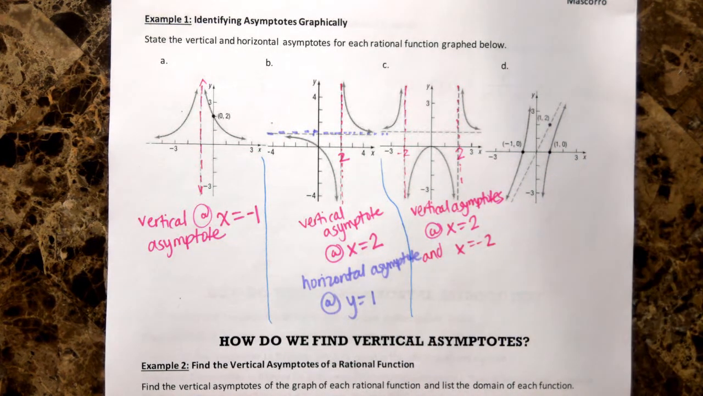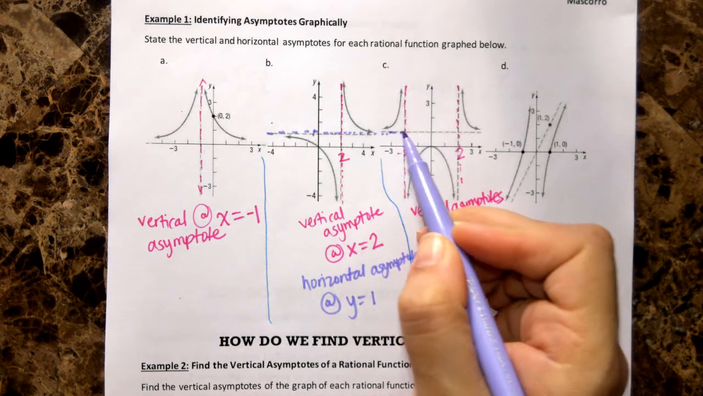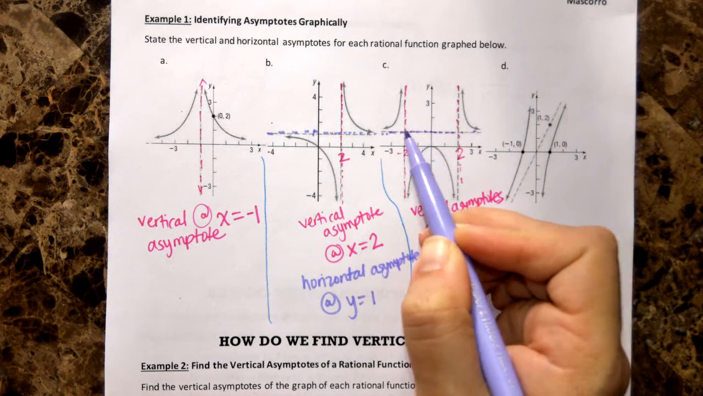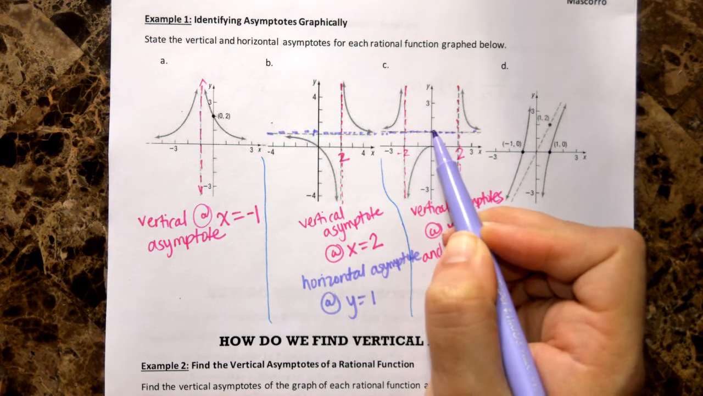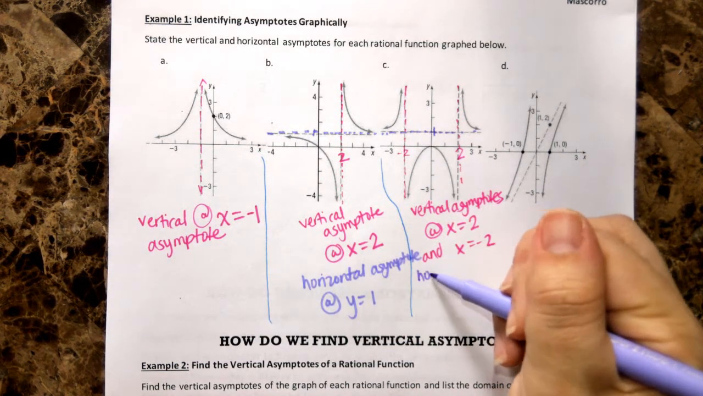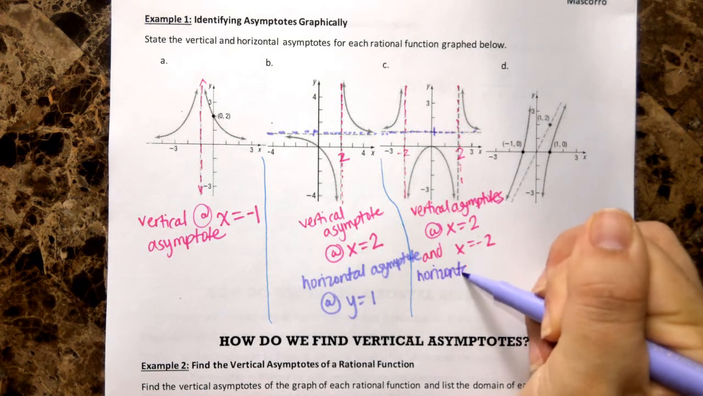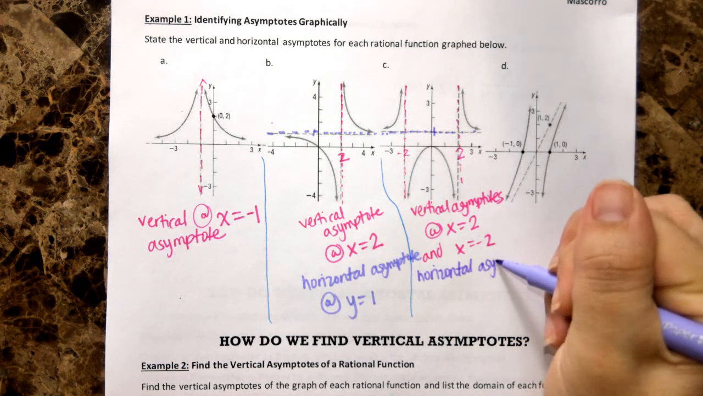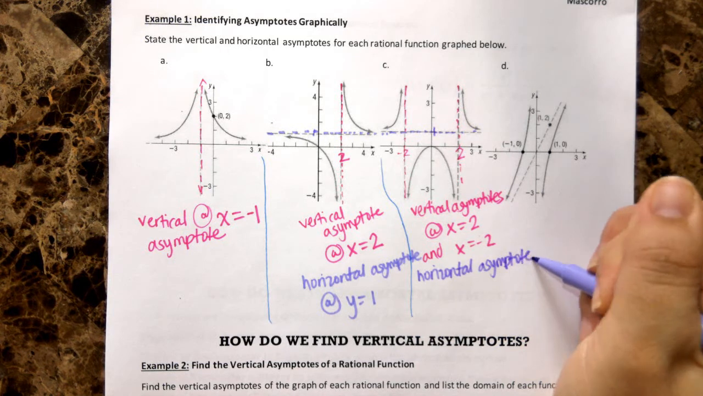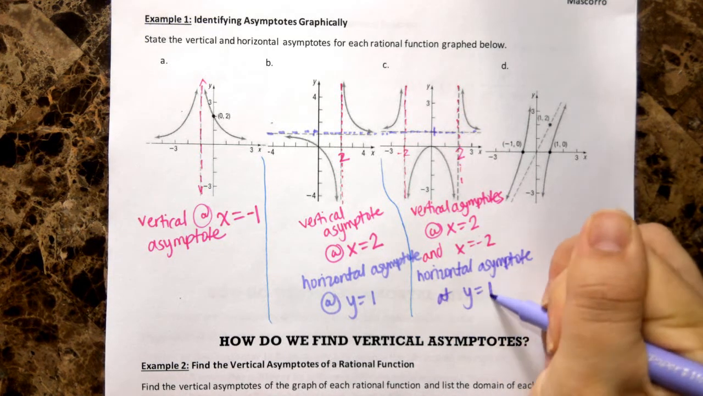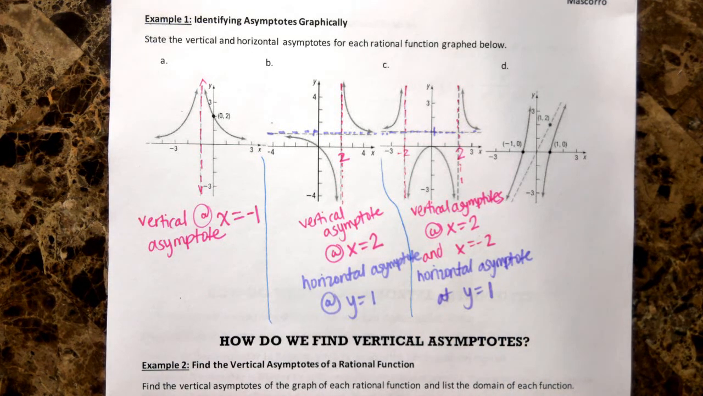And that's what you would write. This graph also has a horizontal asymptote right here, and that horizontal asymptote is at the y value 1. So you would just say that the graph has a horizontal asymptote at y equals positive 1. Okay.